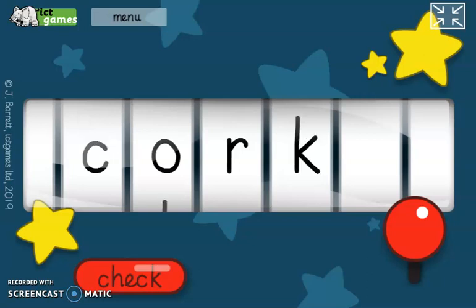Okay, so how many letters are in this word? And how many sounds? So there are 4 letters and 3 sounds. And this is the same sound in the middle that we had in the last word. So can you try and sound this one out on your own? K, or, k, cork. Cork. So like County Cork, or a cork that you put on top of a bottle.